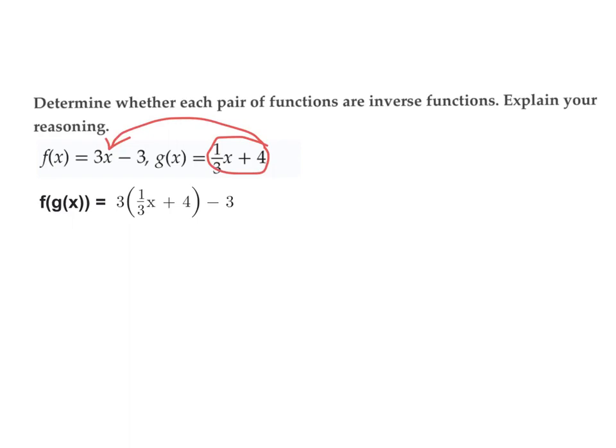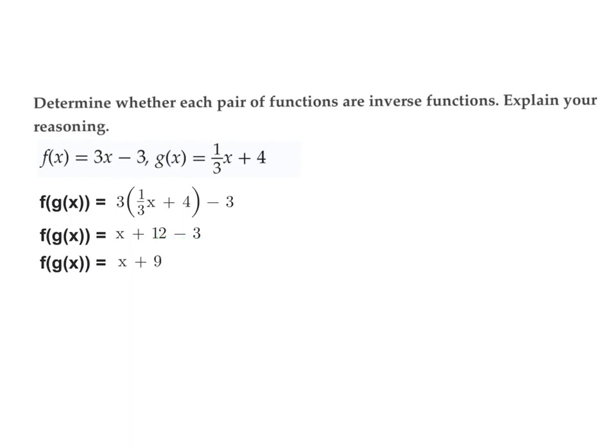Okay? Distribute. What is 3 times 1/3? 1x. What is 3 times 4? 12. Okay, so here's where I'm at right now. 1x or x. Then I can combine 12 minus 3, which is 9. Okay, and that's as far as I can go. And I saw a lot of you had that. So, does it equal x? No. So when you get down all the way to the end and simplify, and that's as far as you can go, if it doesn't equal x, then that means f and g can't be inverses.